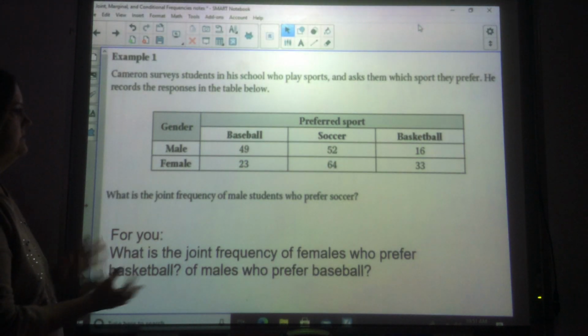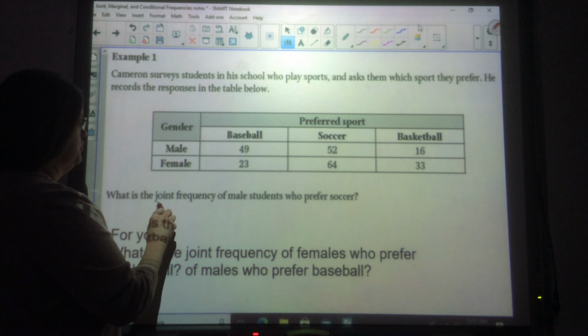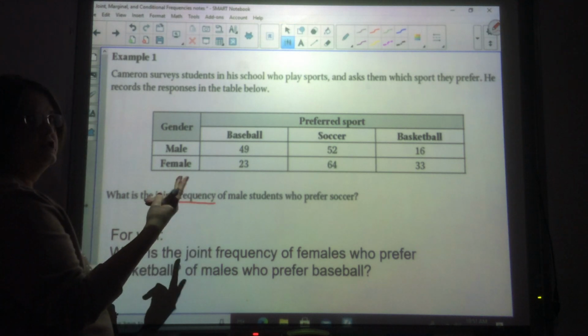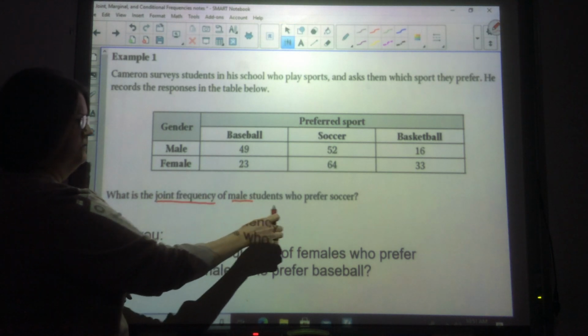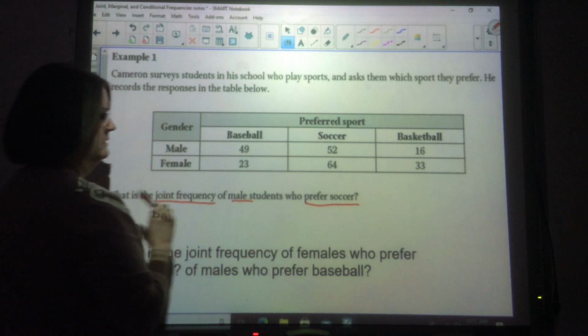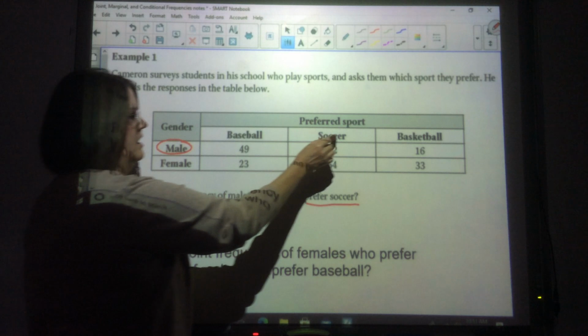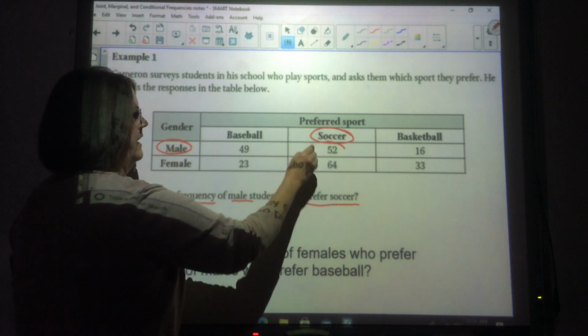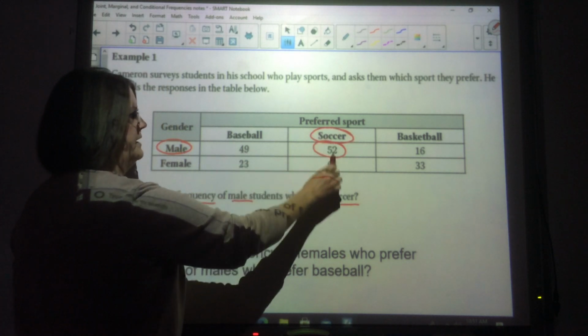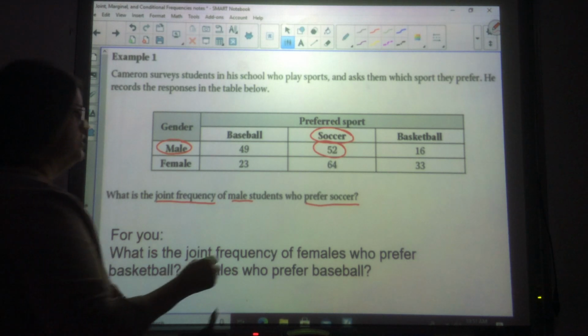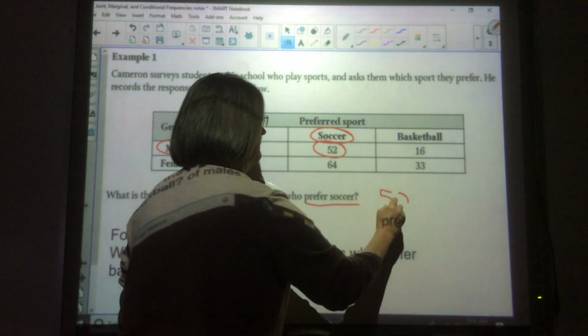Okay. So what is the joint frequency? We're going to join two things. We're going to join male students and soccer. Male students who prefer soccer. Here's male and here's soccer. Right here, that's where they join up. So 52 is your answer.